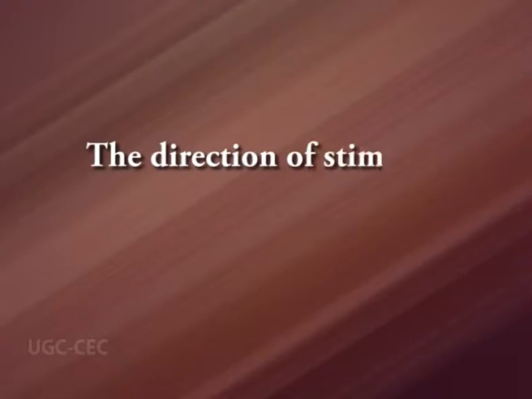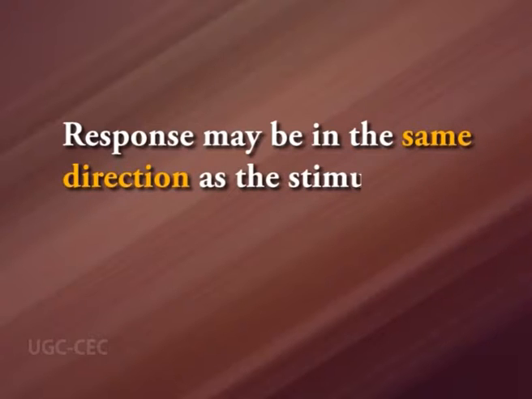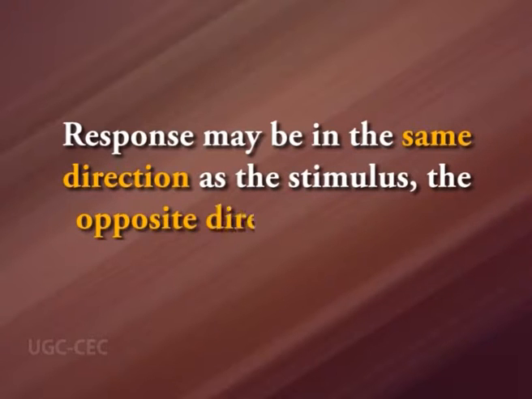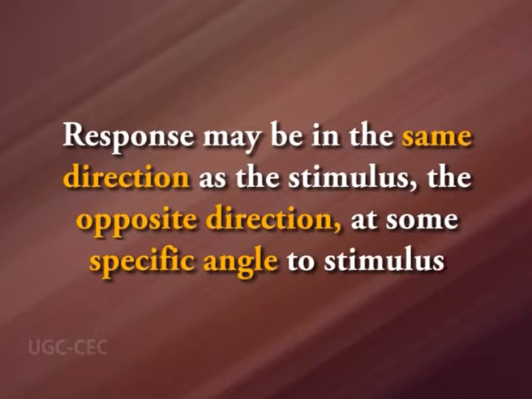spermatozoids. Tropic movements. In this case, the direction of the stimulus determines the direction of the movement. In other words, tropic movements are directionally related to the stimulus. The response may be in the same direction as the stimulus, in the opposite direction, or at some specific angle to the stimulus. Thus, the tropic responses may be either positive or negative.